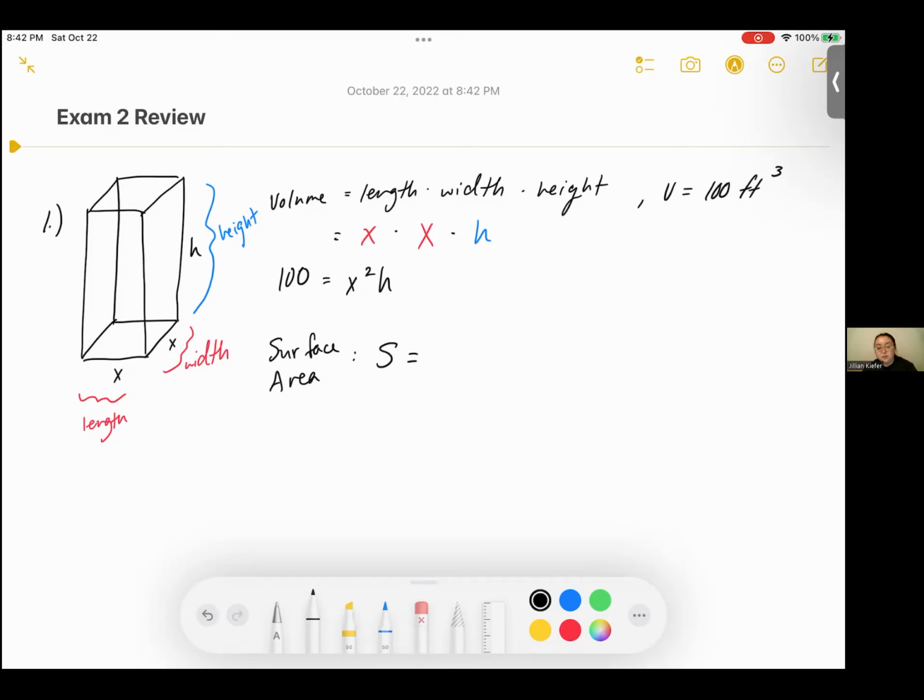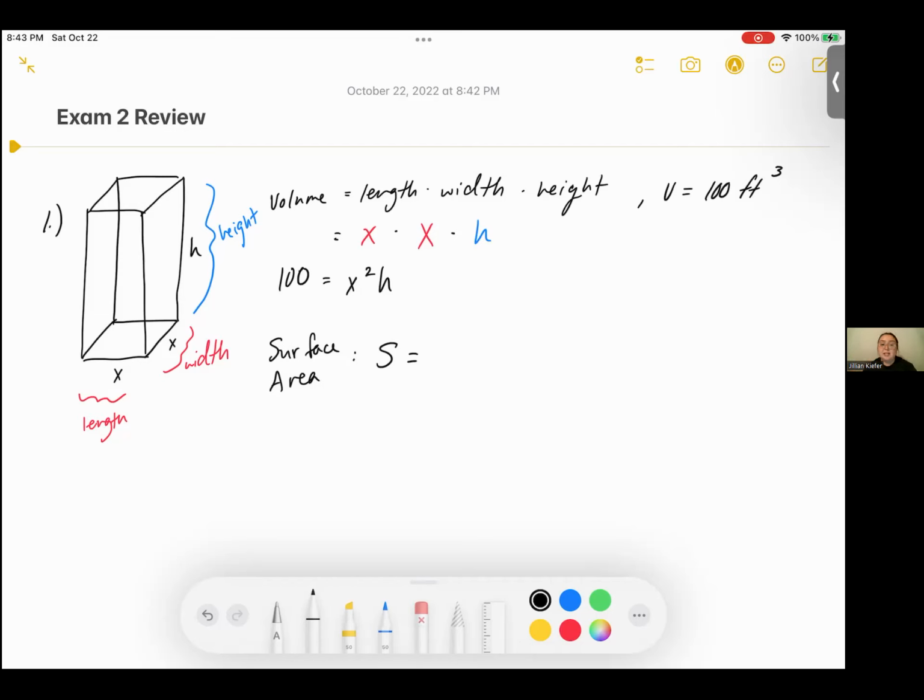But the equation for surface area would be the sum of all the 6 areas of your box. So you have 2 squares and 4 rectangles. And since you have squares, we say that the area of a square would be side length times side length. And that would be x times x, which is x squared. And there's 2 of them, so it would be 2x squared.